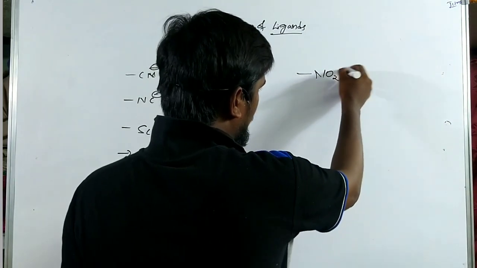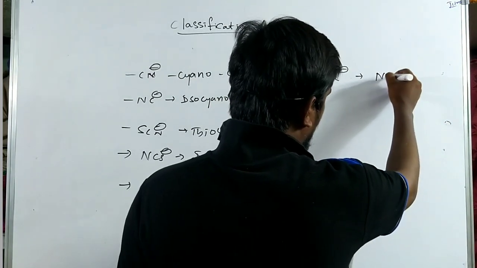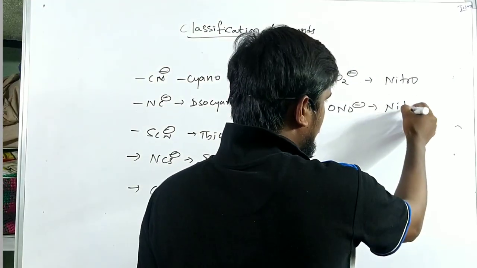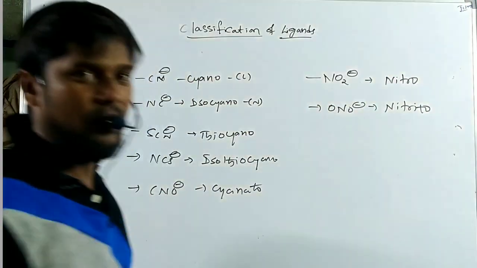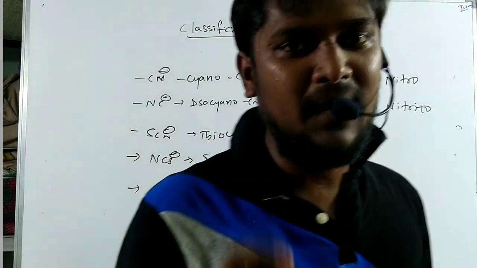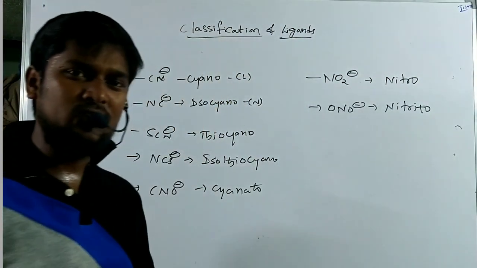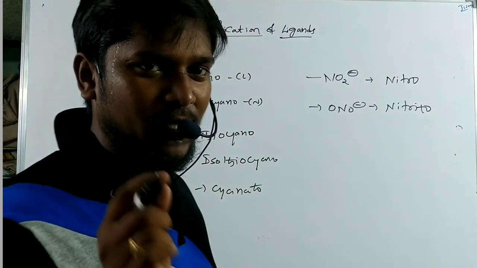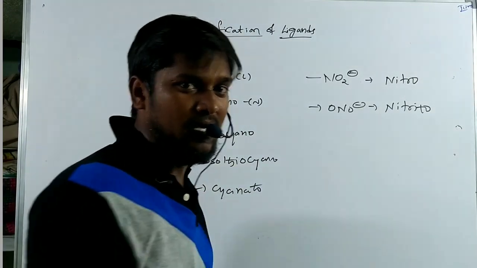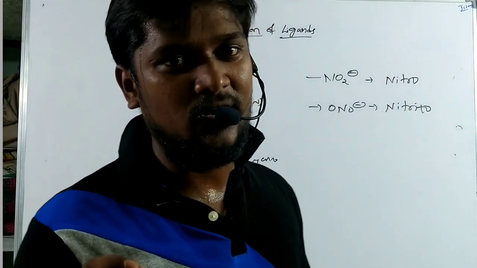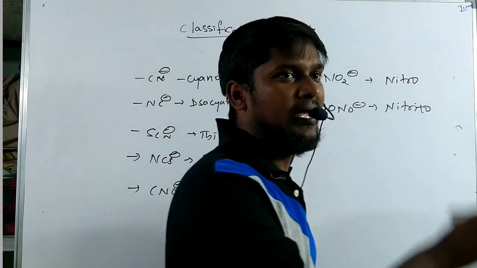some of the ambidentate ligands, thus NO2 minus, nitro, ONO minus, nitrito. All these ligands contribute negative one charge only. That's why those are called negative ligands. They are contributing one pair of electrons to the central metal atom. That's why it is called monodentate. So totally it is called monodentate negative ligands.